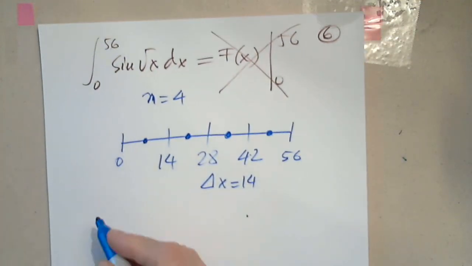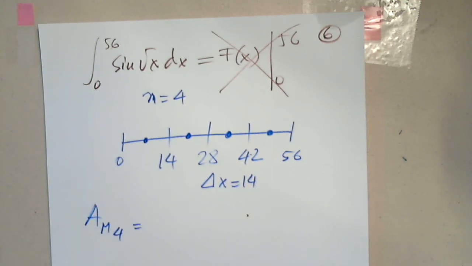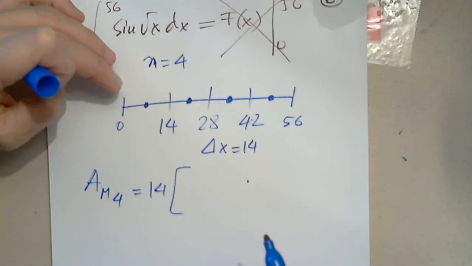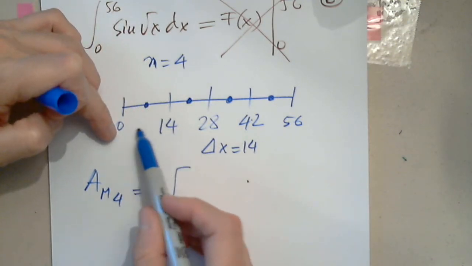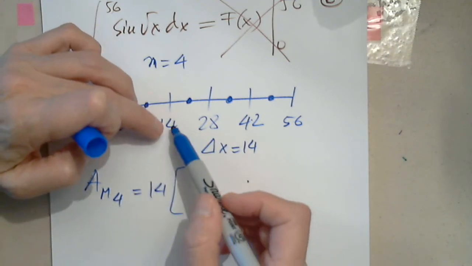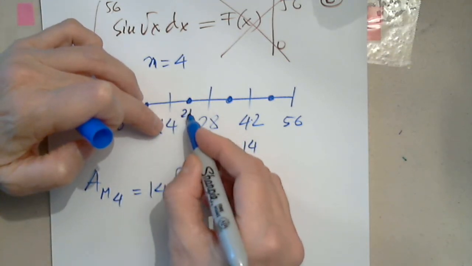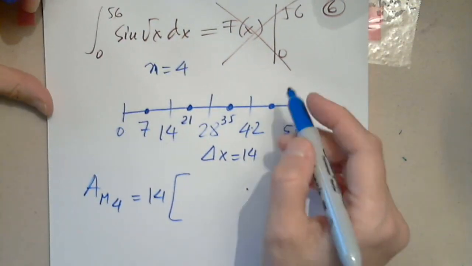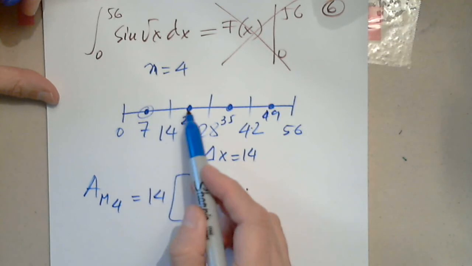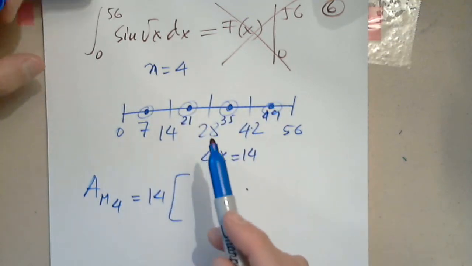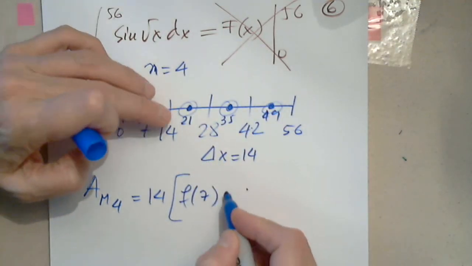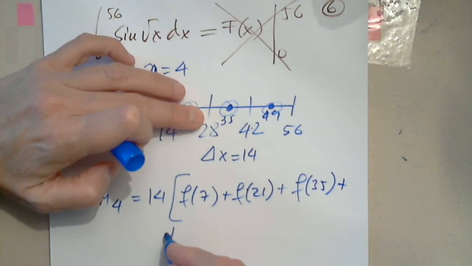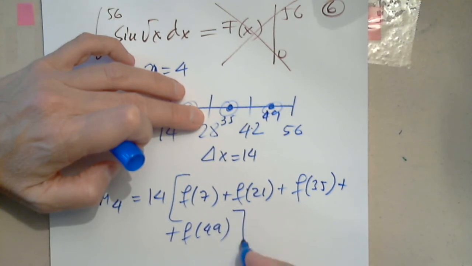So then the area, midpoint 4, will be 14, and then f of this number. This half is 7. Then this half here is 14 plus 7, which is 21. And then plus 7, which is 35. And then plus 7, which is 49. So this is what we want. That would be the height. So f of 7 plus f of 21 plus f of 35 plus f of 49.